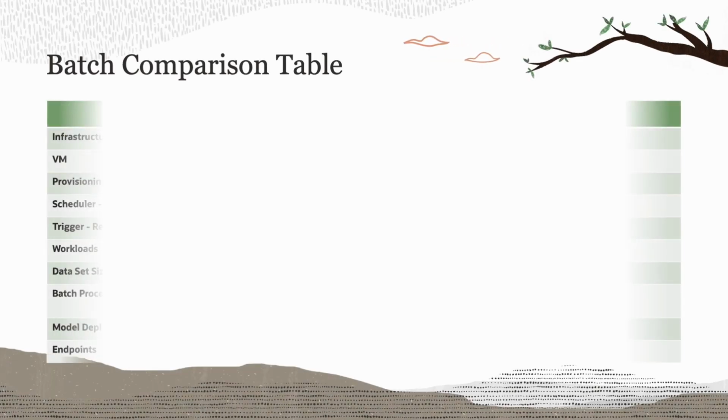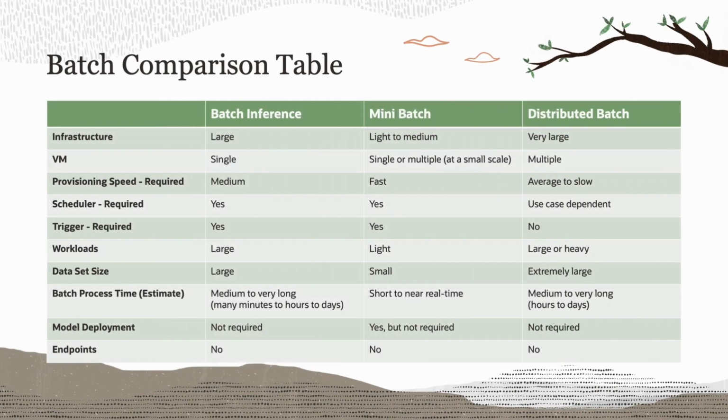This table compares the attributes of the three types of batch inferences: regular, mini, or distributed. The main differences are the size of the infrastructure, workload, and process time, with mini batches being small and short, and distributed batches usually being large and long. Regular batch jobs are somewhere in between those two extremes.